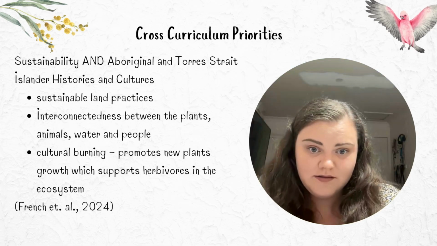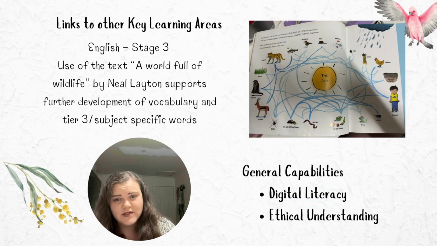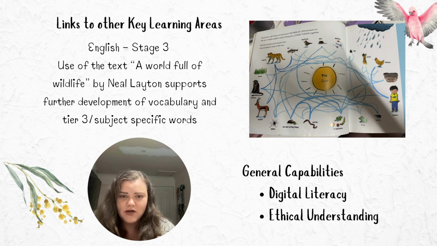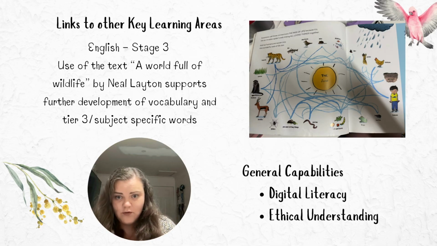This unit can also link to the Stage 3 English syllabus because they're able to use some of the stimulus books such as A World Full of Wildlife by Neil Layton to support further development of vocabulary and Tier 3 subject-specific words. It also enables them to develop the general capabilities of digital literacy because the whole nature of the model is creating it on a digital platform, and also ethical understanding because they're learning to have an idea of different perspectives when it comes to sustainability practices.